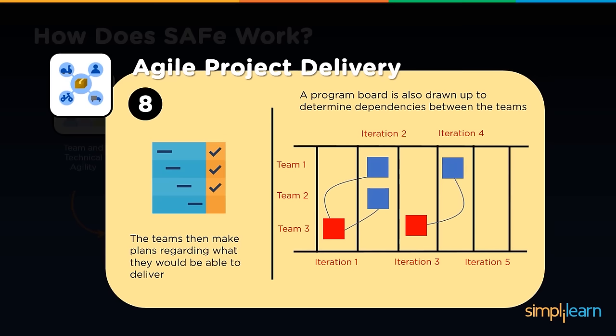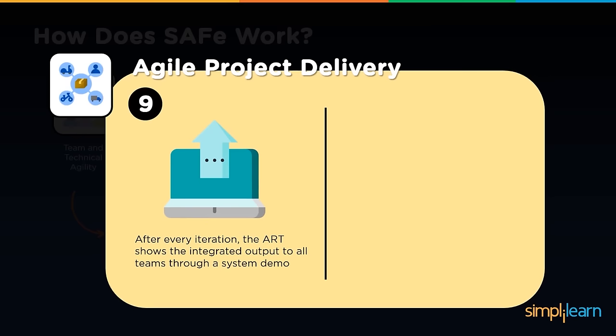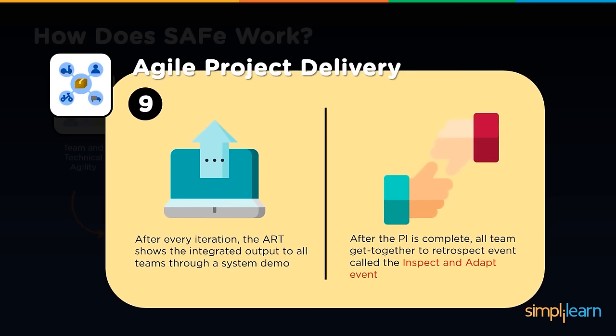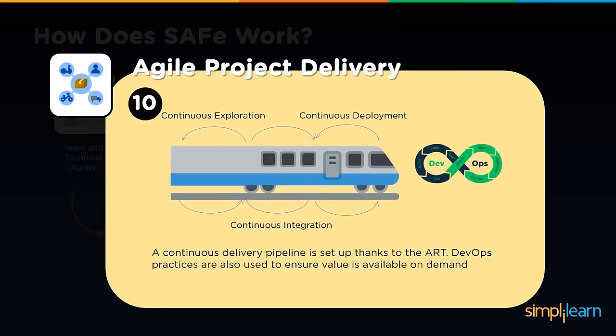Then after every iteration, the ART shows the integrated output to all teams through a system demo. So after the PI is complete, all teams get together for a retrospective event called the inspect and adapt event. So further, a continuous delivery pipeline is set up based on the ART.